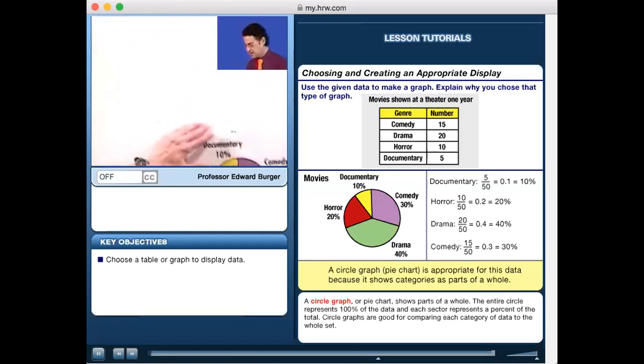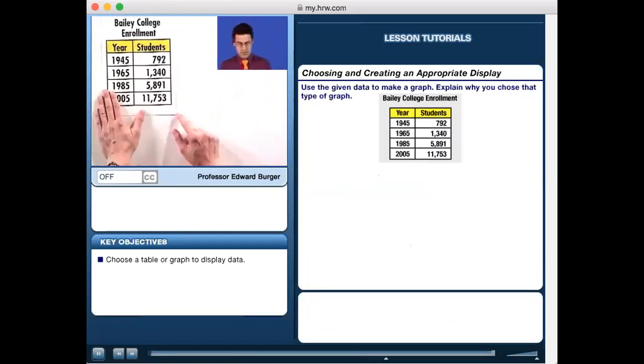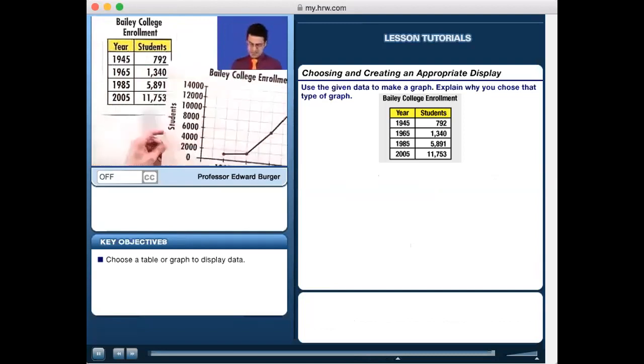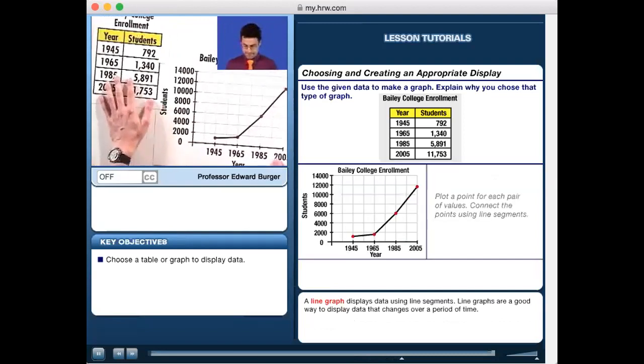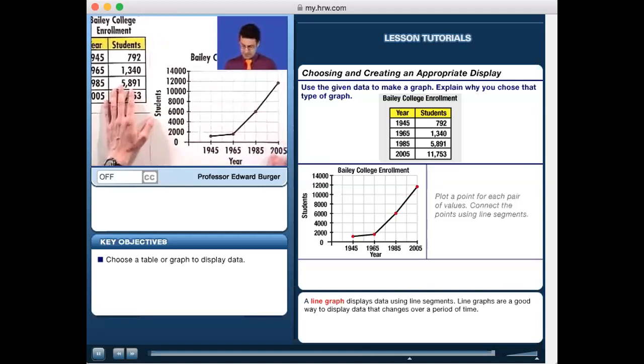Now, finally, let's take a look at the following data set. Bailey College enrollment for the various years, and this is the various student numbers. And now to graph this, I'm just going to graph it with a line graph. Now, why would I do that?